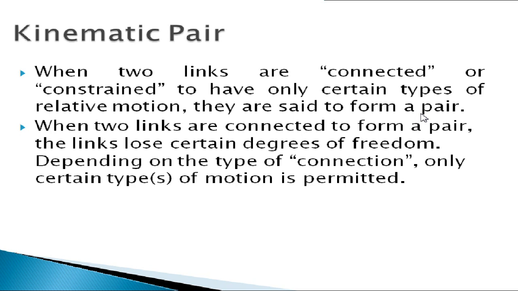But once it is anchored or connected or constrained to be in touch with another link always, it loses certain degrees of freedom because it is connected to something else. Depending on the type of connection, only certain types of motion are permitted. So to sum it all up, a kinematic pair is a connection of 2 links so that they are constrained to have only certain types of relative motion. Such 2 links are said to form a kinematic pair.